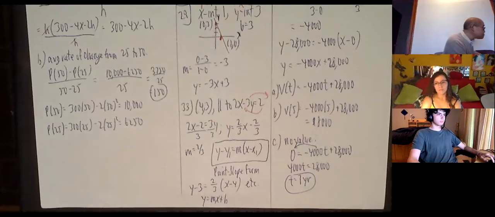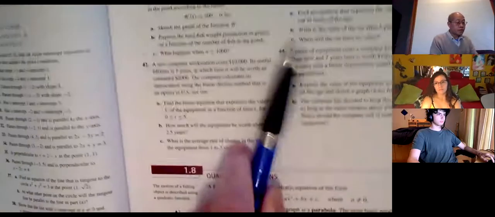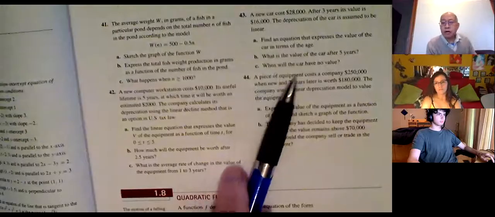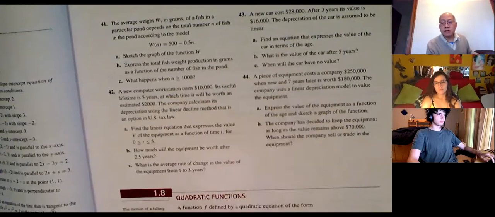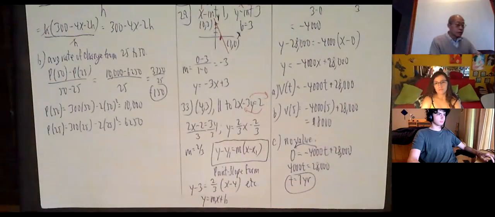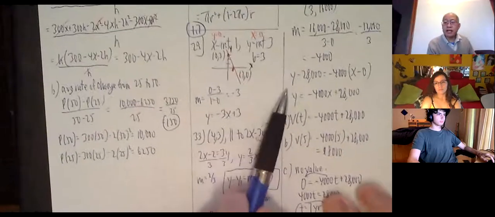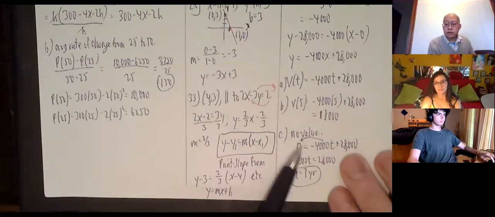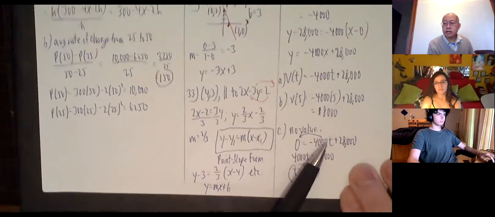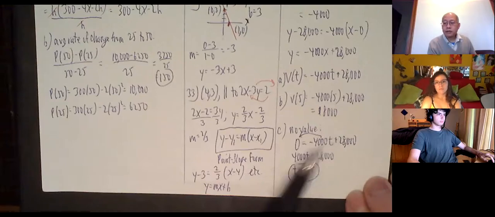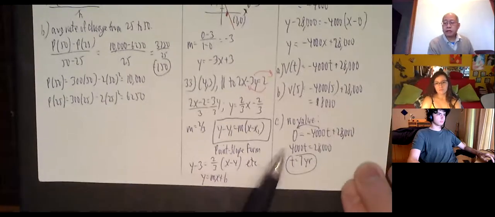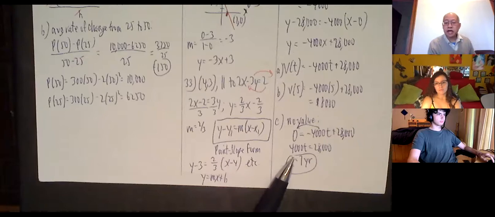And finally, C. When will the car have no value? Okay, no value means the value is 0. So I set the left-hand side to be 0. 0 equals negative 4,000t plus 28,000. Solve that. Add 4,000t, divide by 4,000, t equals 7 years. So they're saying after 7 years, it's practically worthless for this particular car.